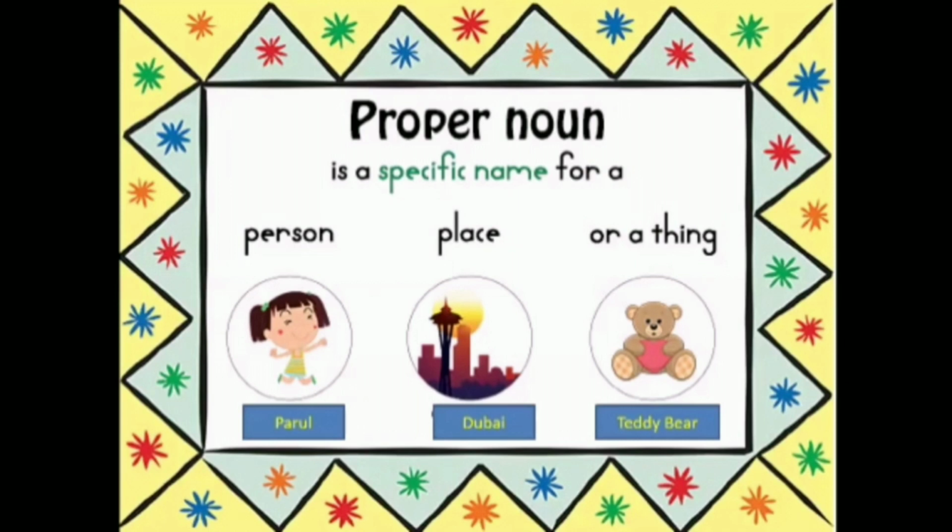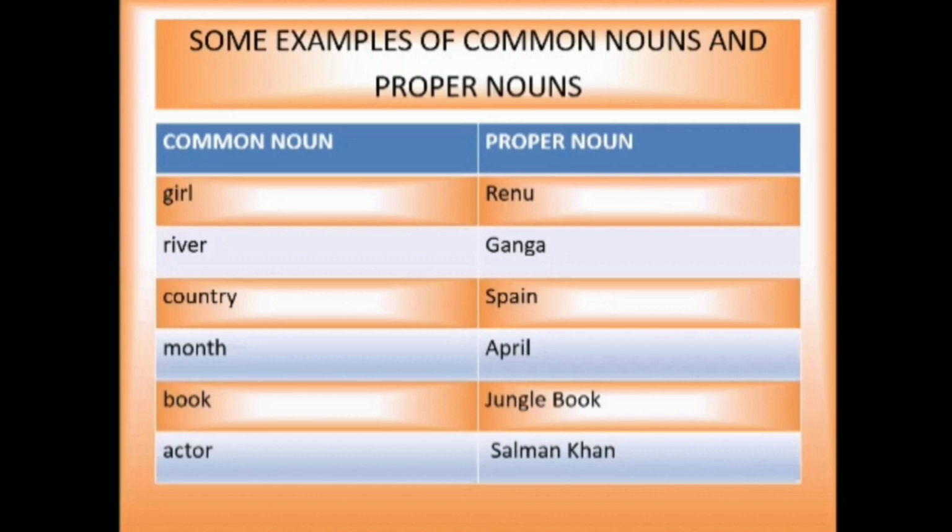Proper noun is a specific name for a person, place, or a thing. See the first picture? It is a girl named Parul. See the next picture? It is a place called Dubai. See the next one? It is a toy. And it is teddy bear. See, now we are going to see some examples of common nouns and proper nouns.